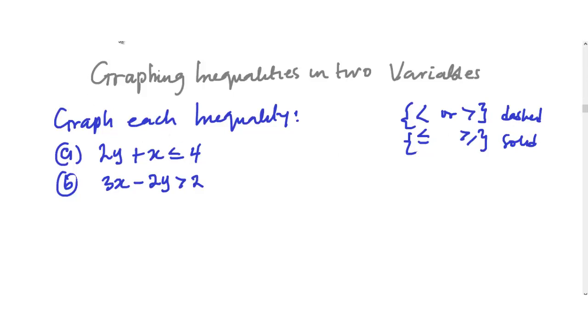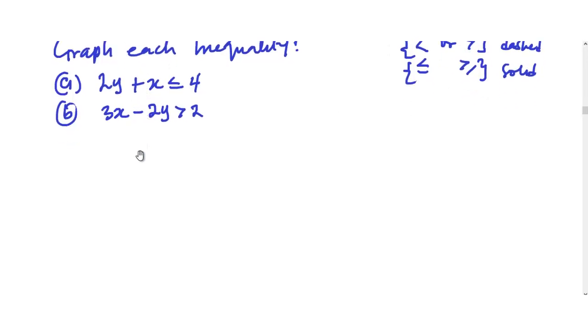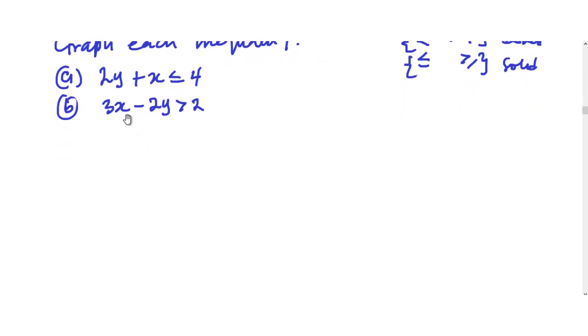Now, for us to solve this problem, the first thing we need to do is to express each of those equations in their corresponding linear equation. So for A, I will express this as 2y plus x is less than or equal to 4. Of course, this is a weak inequality. We are going to be using a solid line.